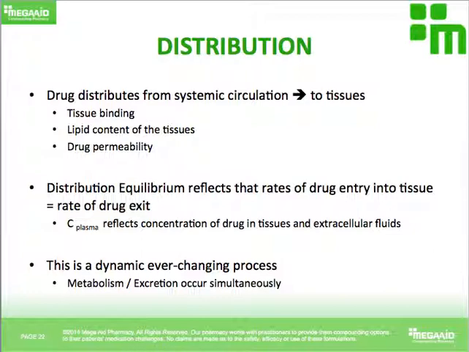Also, you need to be aware of what distribution equilibrium is. That basically reflects the rate of drug entry into the tissue as well as the rate of drug exit. C plasma reflects the concentration of the drug in tissues and also in extracellular fluids. What you have to understand is that distribution is a dynamic, ever-changing process.